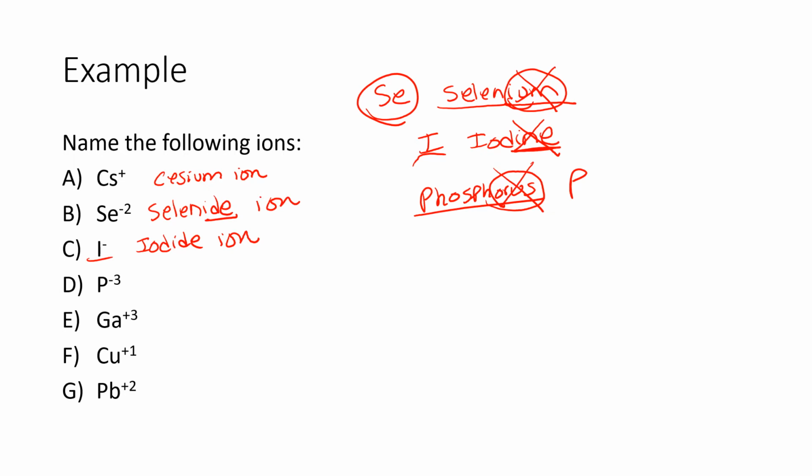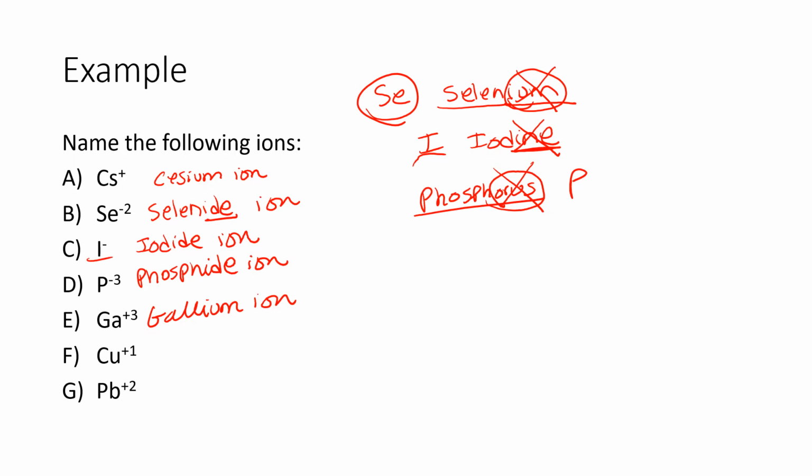You just have to practice, okay? And we're going to say phosphide ion, okay? Now, looking at gallium, look, that's a positive charge, which means I'm not going to change the "ium" to the "ide." It's just going to be gallium ion. And there's a space there, just making certain.